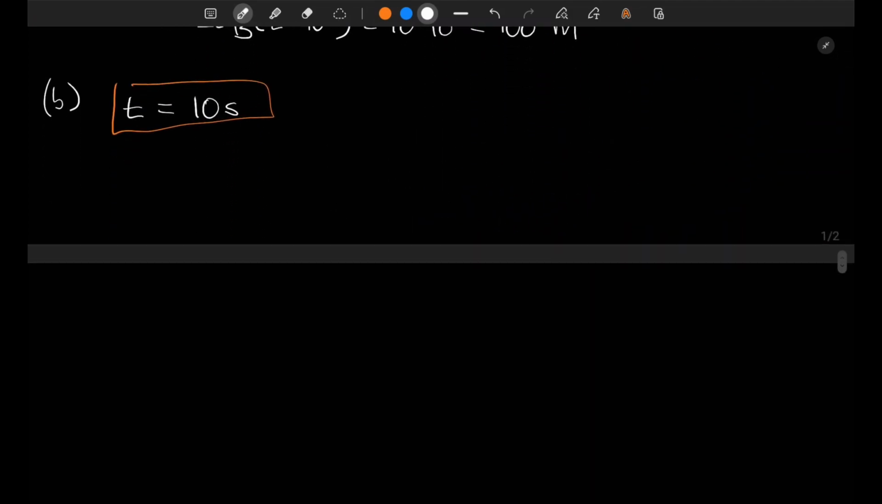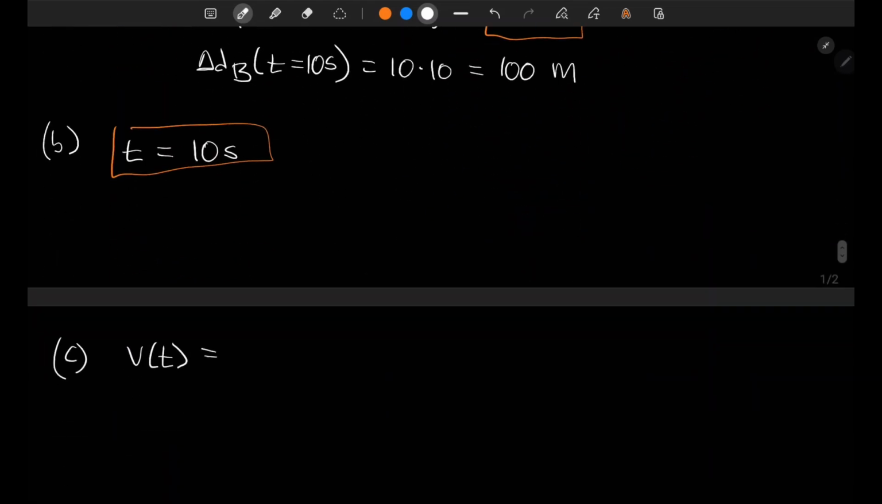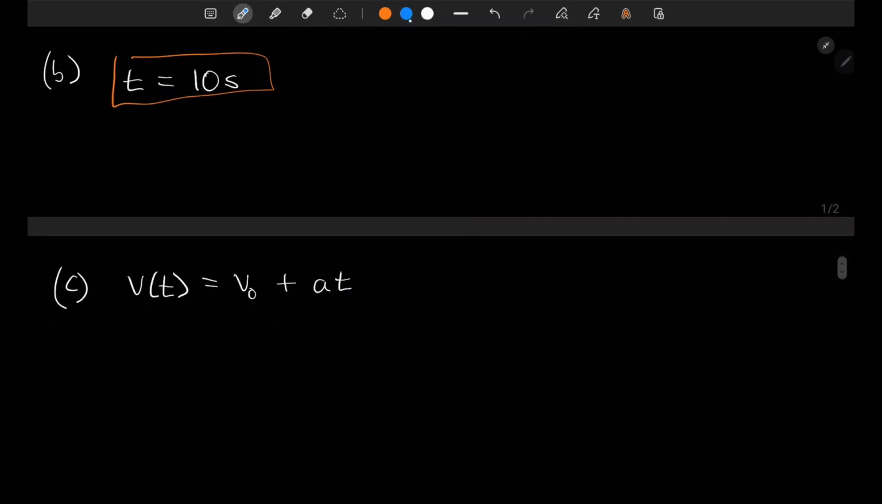So, since that acceleration is constant, we have an equation that we can use. And that equation, I'll move down here. That equation, remember, is the velocity at time t for an object that's accelerating is equal to the initial velocity plus the acceleration times time. And that's assuming constant acceleration.